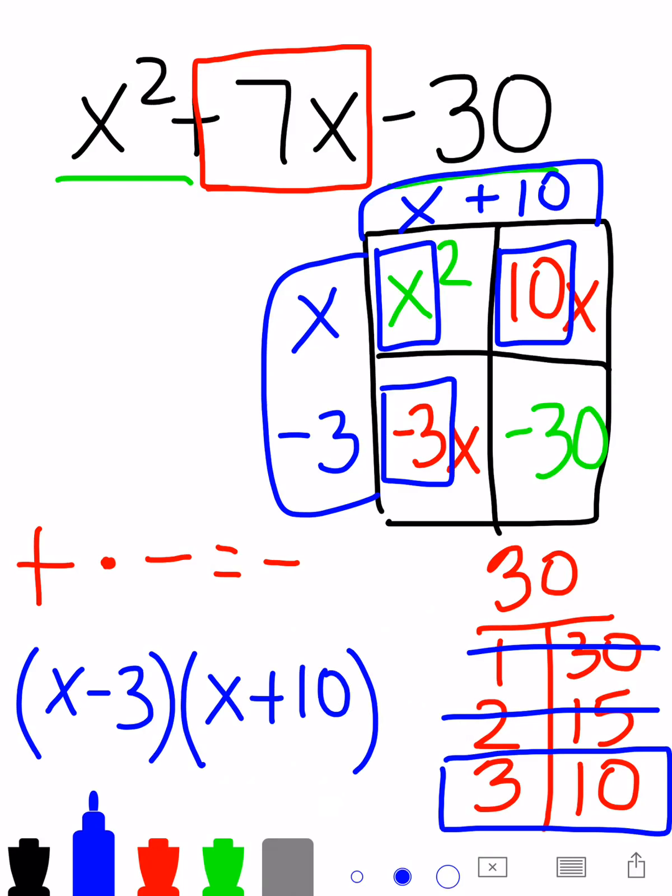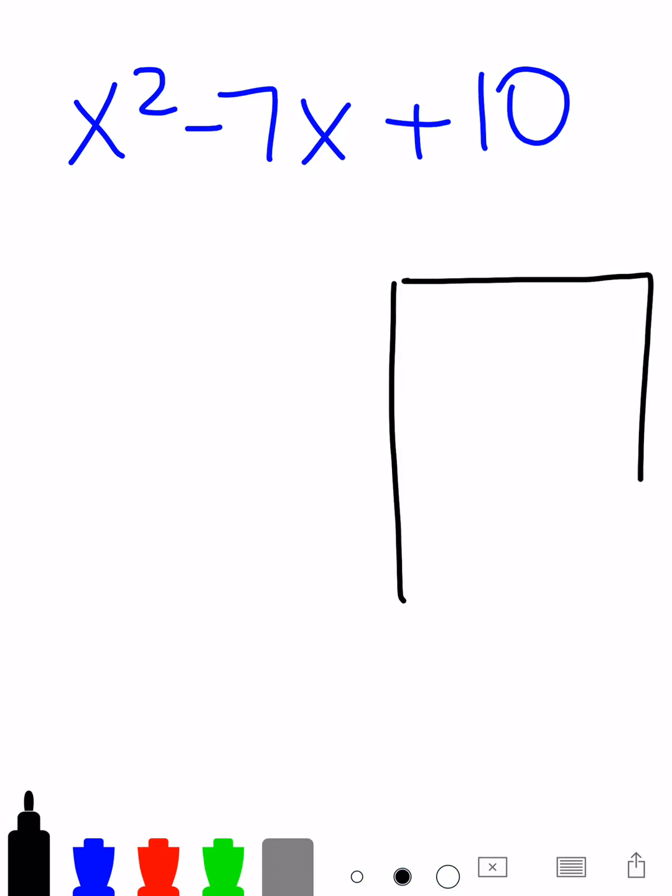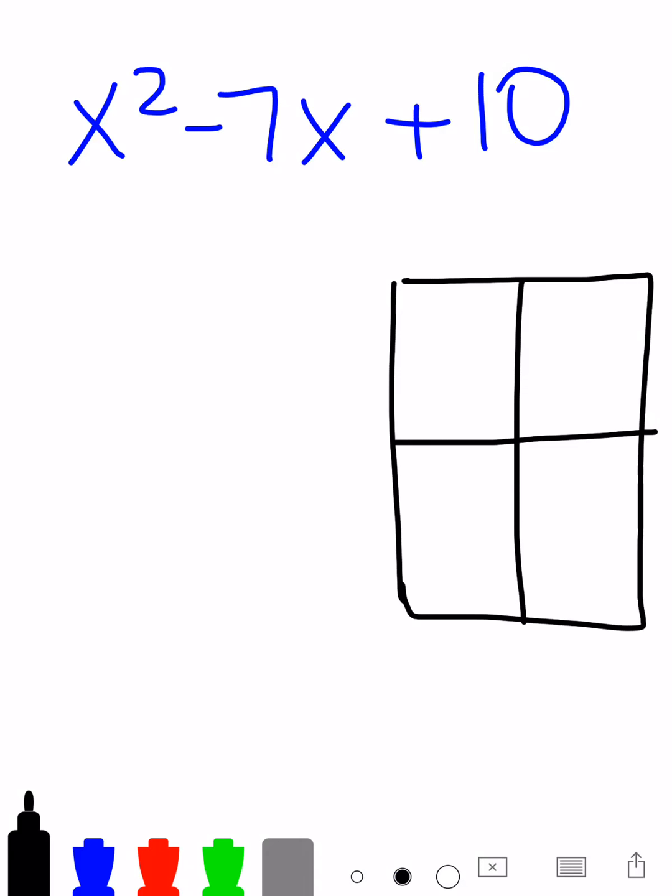All right, I'm going to do one more. Say we're given this quadratic function, x squared minus 7x plus 10. Pause this video and try to work through it before you go over it with me. First thing you're going to do is make a box. In the first box, put the first thing you see, which is x squared. In the last box, put the last thing you see, which is a positive 10.